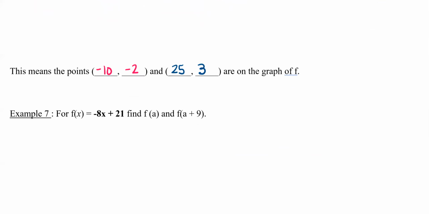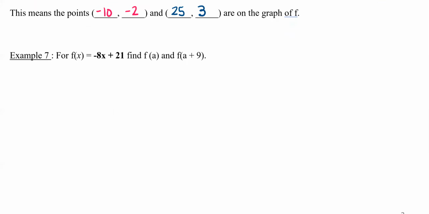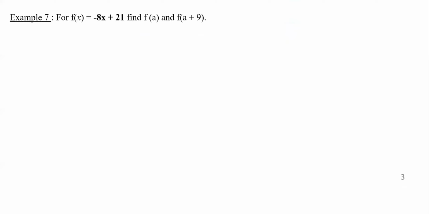Now let's extend this to variables. Example 7, we want to find f of a. f of a means wherever there is an x, you want to substitute in a. There you have it. And if we want to find f of a plus 9, wherever there is an x, we're going to substitute in a plus 9.